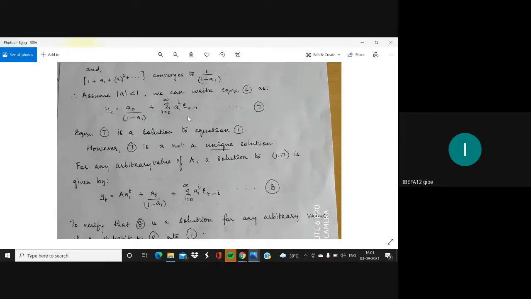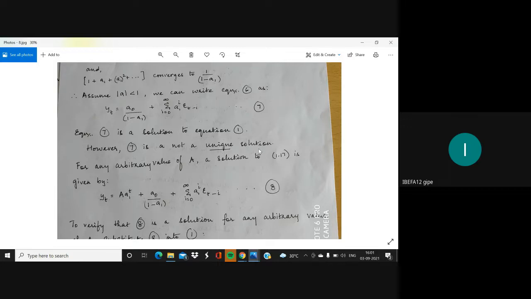For example, if yt is equal to y naught, are you able to get this solution? Okay, that's what I'm suggesting. So here, equation 7 is a solution to that first equation that we saw. Okay, but if you notice, equation 7 is not a unique solution.